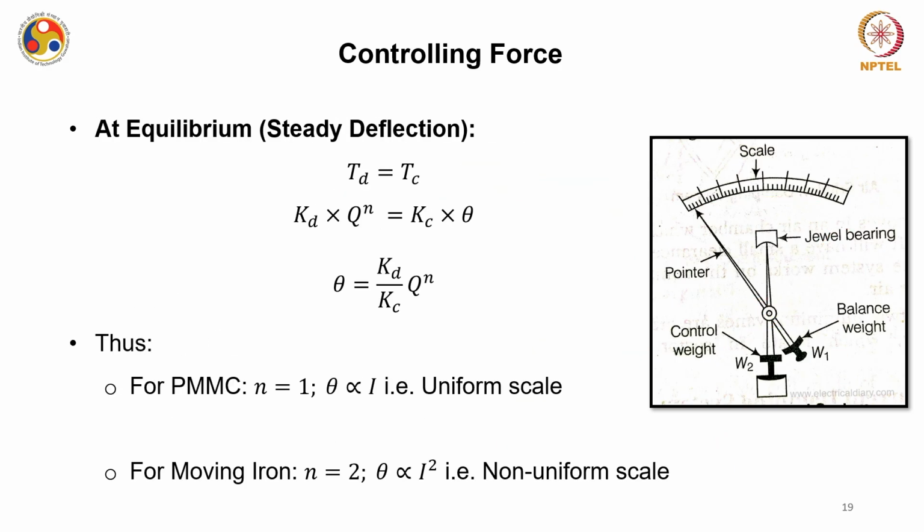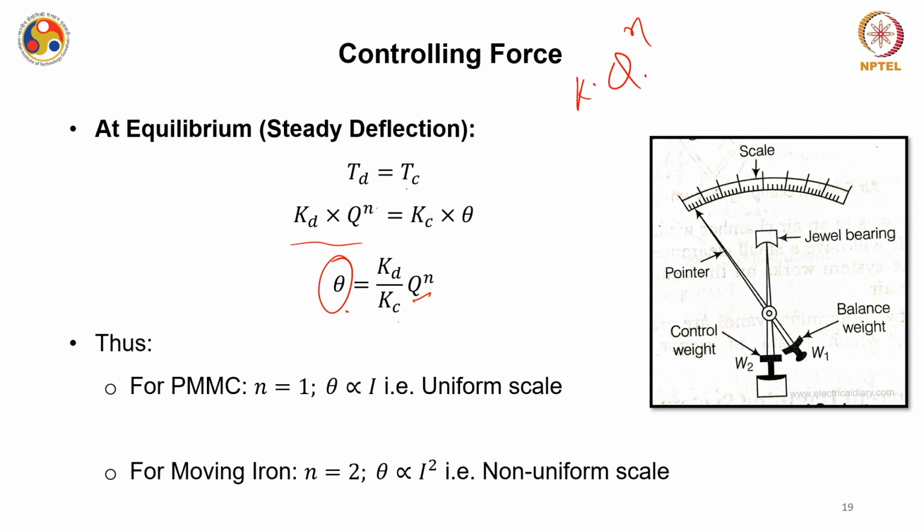If you remember, we have already seen one equation for deflecting torque, which was K into whatever quantity we are measuring to the power n. If I equate TD and TC, I have KD into Q power n equal to KC into theta, or theta can be written as KD by KC into Q power n. For PMMC, we have already seen that n is equal to 1, meaning that theta is directly proportional to the quantity we are measuring.